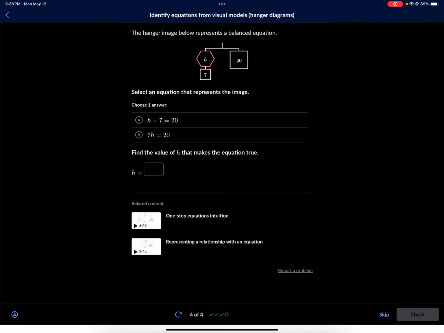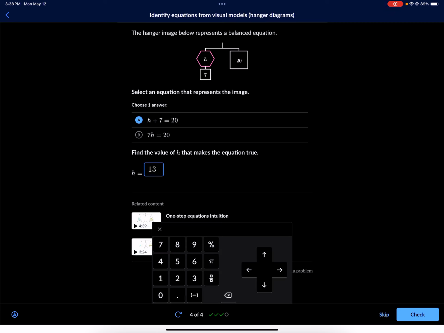Okay. The image below represents a balanced equation. Select an equation that represents the image. So we have h, 7, and 20. Oh, wait, this is the last problem. So I'll let you guys take a crack at this, and then we'll go through it together. Okay, the answer is A and 13. So let's go through it together.